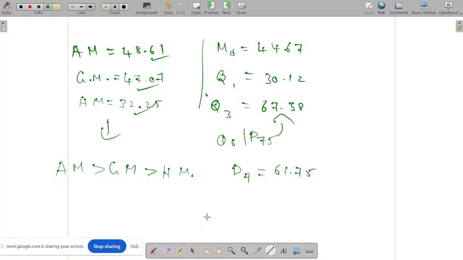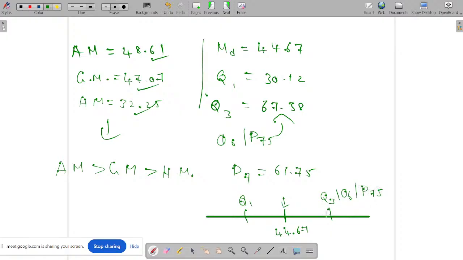Okay, if I draw it in a line, where is median? Over here represents which value? 44.67. Quartile 1 over here. Quartile 3 and P75 over here. And D7 somewhere closer to Q3 but before. Okay, because this will be D7.5. Remember? This will be D7.5. So D7 will be somewhat closer and before that.